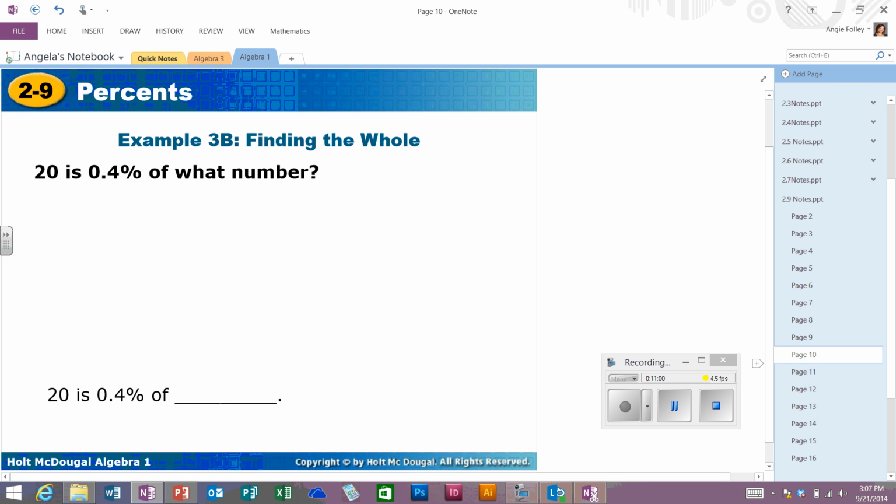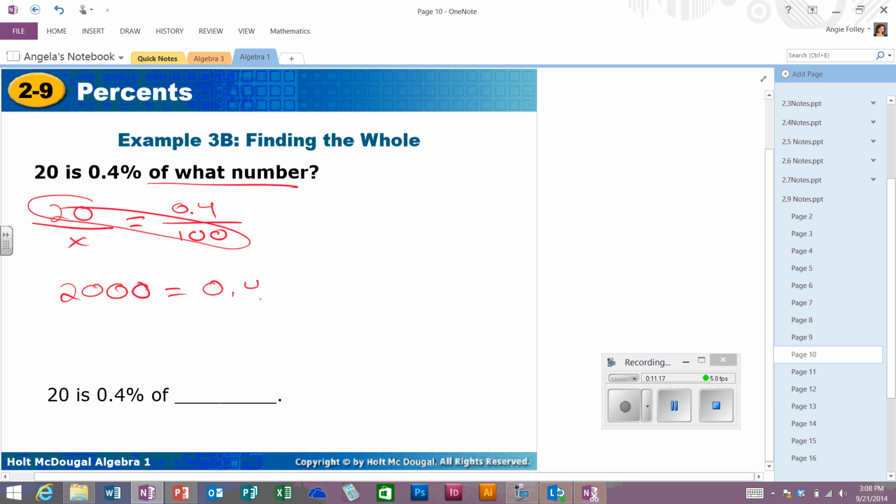Okay, another example. 20 is 0.4% of what number? So 0.4% over 100. 20 is of what number, meaning we don't know. So cross multiply. 0.4x, divide by 0.4, and your answer comes out to 5,000. So that means 20 is 0.4% of 5,000.